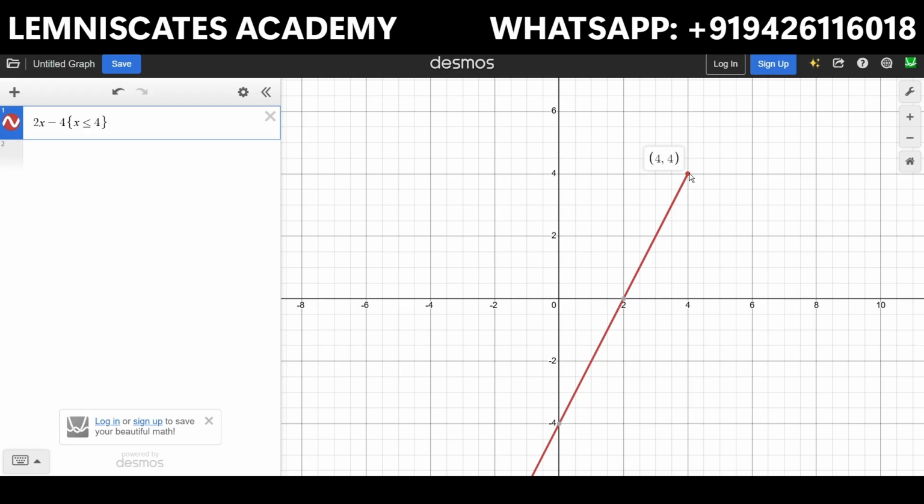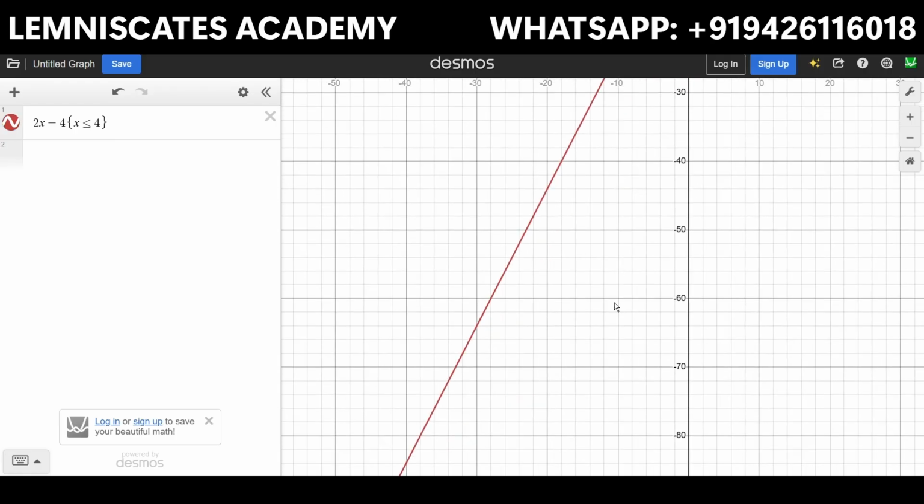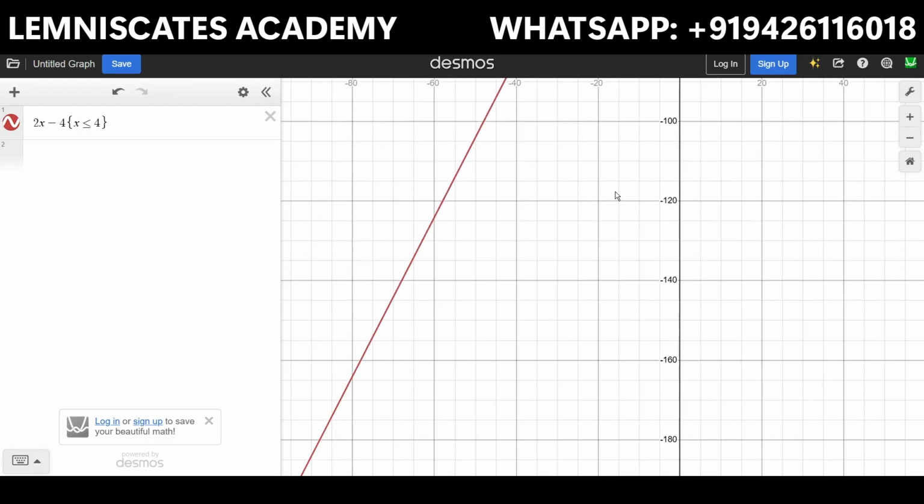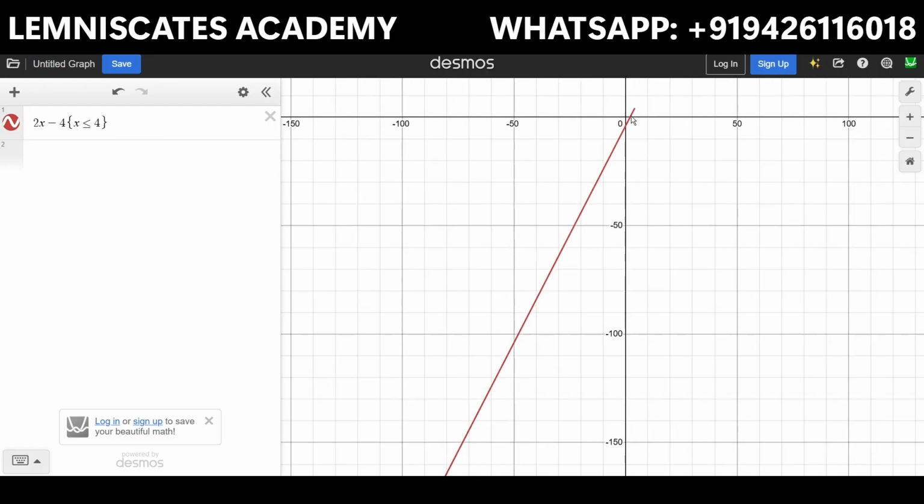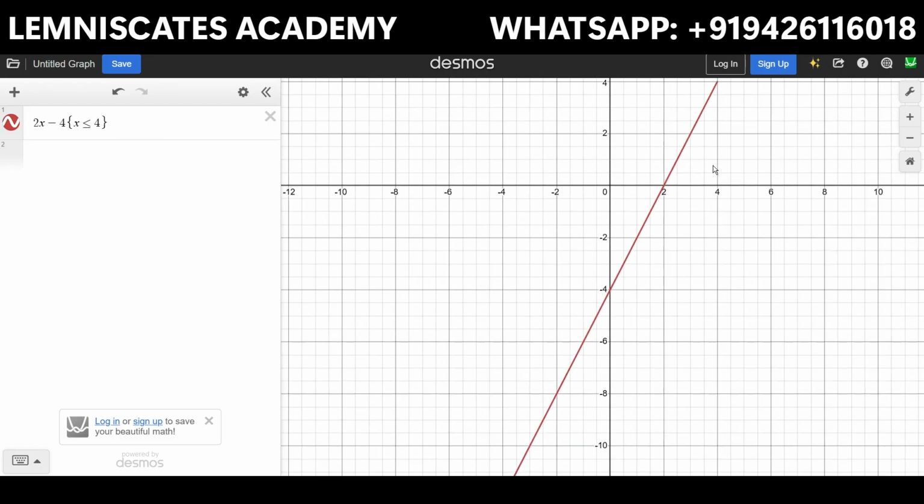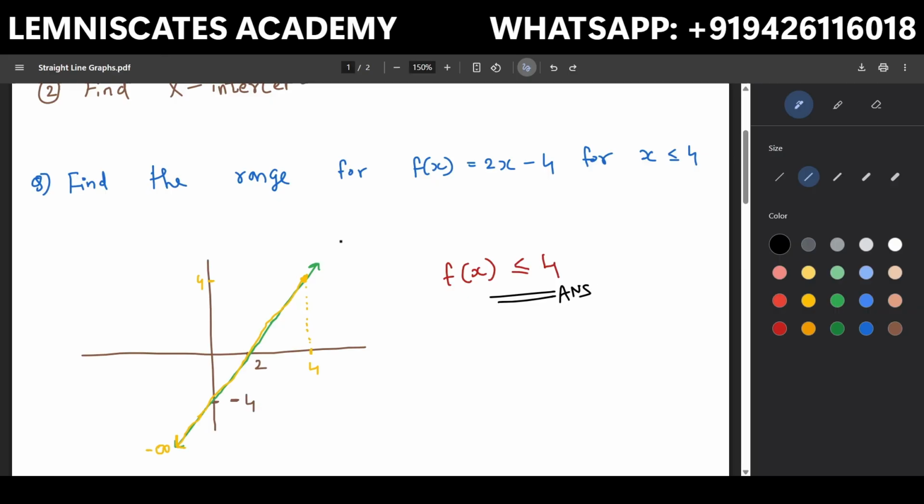Clearly I can say that the output value is 4, and then everything less than that, it can keep on giving you the outputs. There is no end to it. You can keep on going downwards. That is why we say that the output will always be less than or equal to 4, and that becomes your range. So we also confirmed our answer.